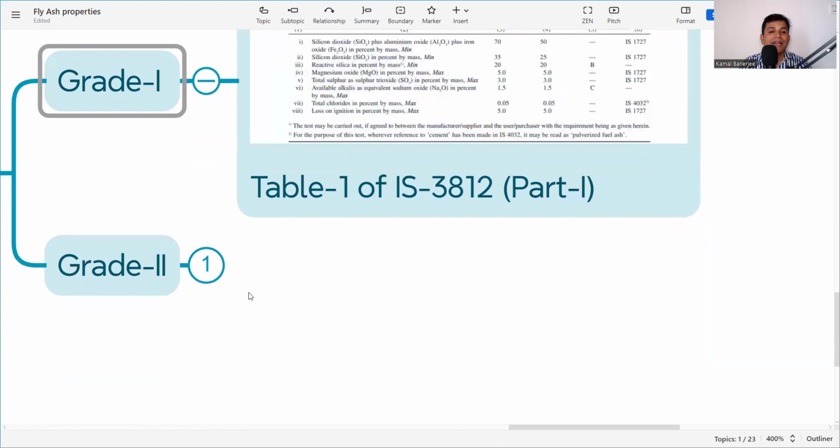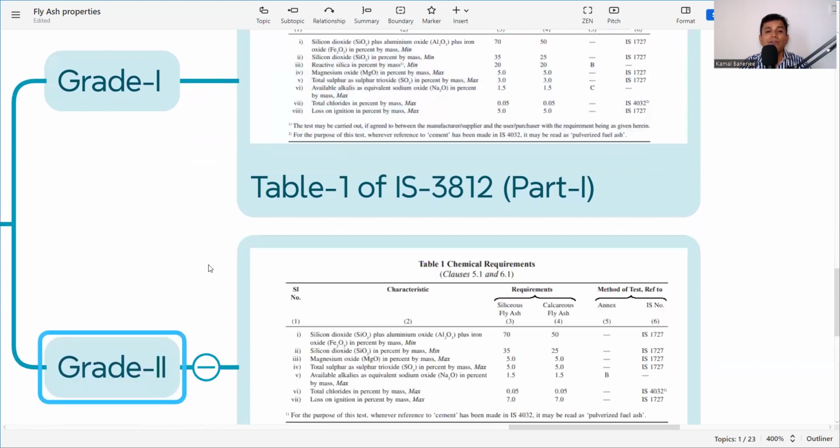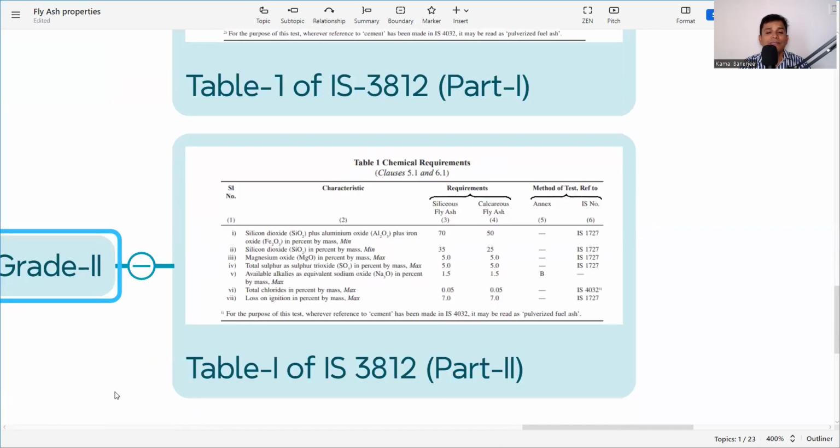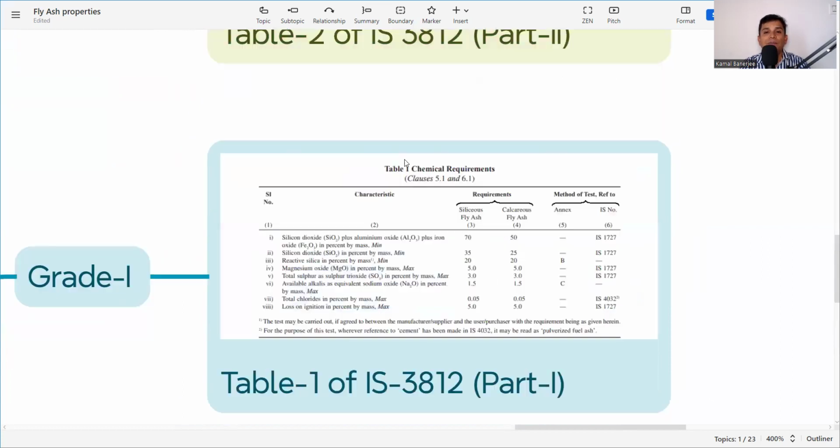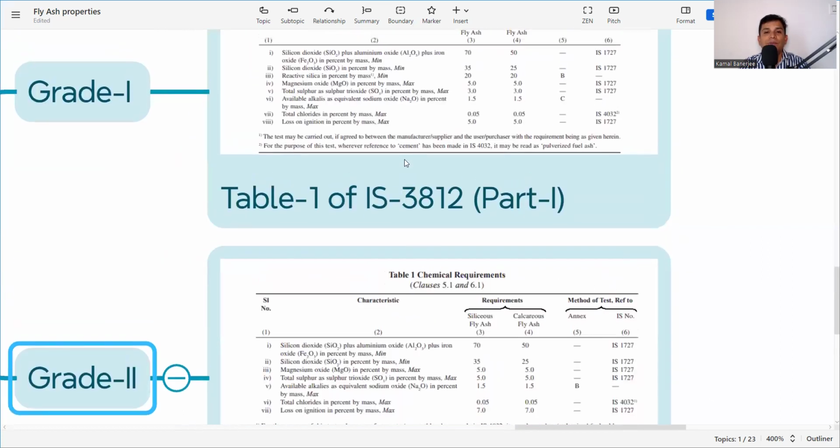Now, what will be the grade 2? For grade 2 also, we need to follow the same code, that is IS 3812 part 2. And here also, in table 1, the chemical requirement again says silicon dioxide plus aluminum oxide (Al2O3) plus iron oxide (Fe2O3) in percent by mass, minimum 70 and 50. Here also it is 70 and 50.